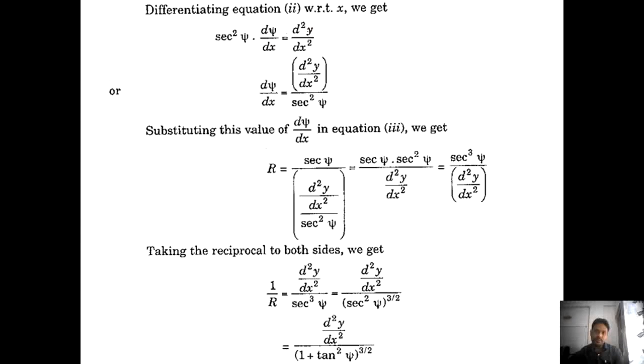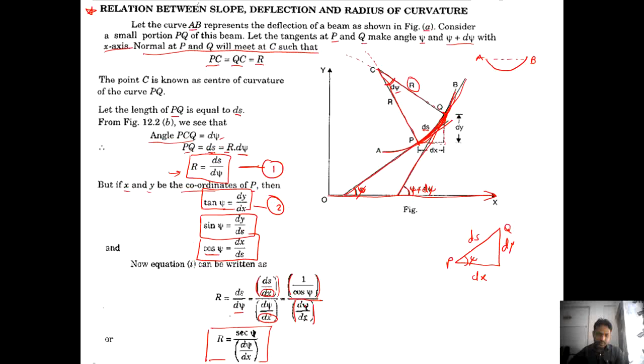And what is the derivative of dy by dx? That is d2y by dx square, the double derivative. So now d phi by dx is given as d2y by dx square by sec square phi. Okay, now substituting this value of d phi by dx in equation 3, we get, what is our equation number 3? Actually we need to calculate the radius of curvature. So take it as equation number 3, r is sec phi by d phi by dx. Here we will put the value of d phi by dx that we have calculated recently.